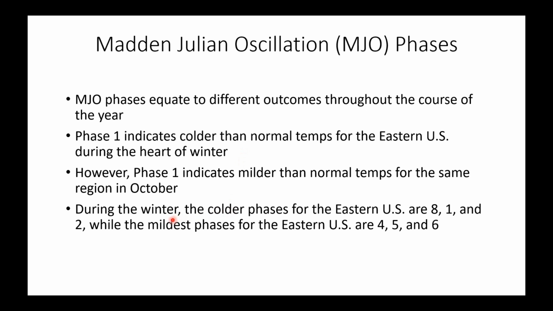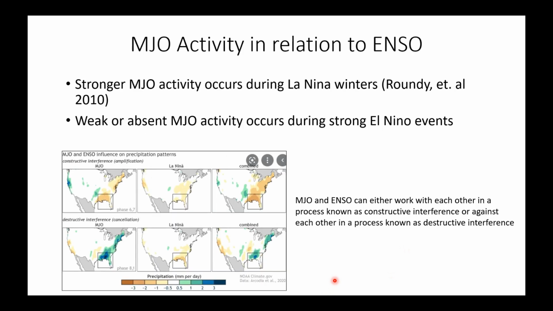During the wintertime, just to let you know, the colder phases for the eastern United States, colder temperatures, are going to be associated with MJO phases 8, 1, and 2, while the mildest phases in the wintertime for the eastern U.S. are going to occur in phases 4, 5, and 6. And I'm going to show you plenty of examples of the temperature anomalies and what the MJO was doing at various times of the year, specifically the winter.